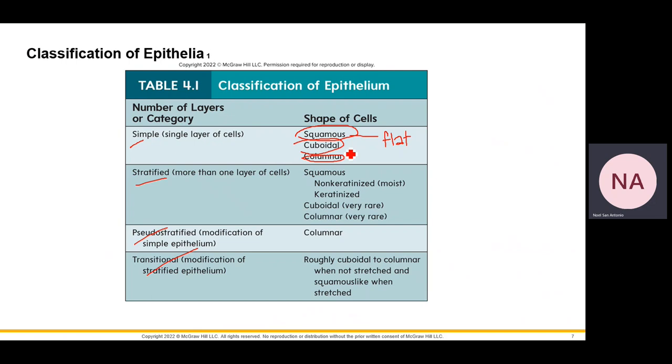While cuboidal, the cells are cube-like in shape. Cube, parang cube talaga. While when we say columnar, the cells are tall and thin. Mahaba. Kapag columnar. Okay?